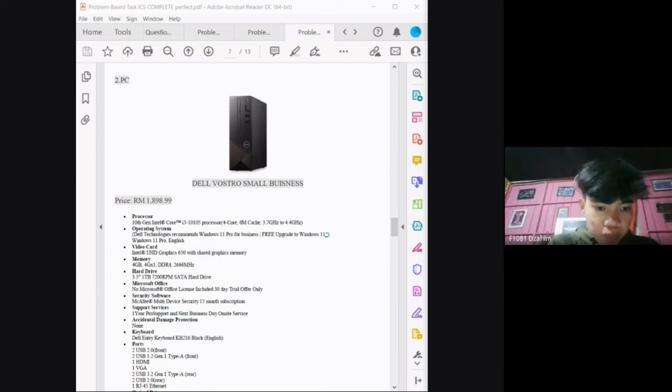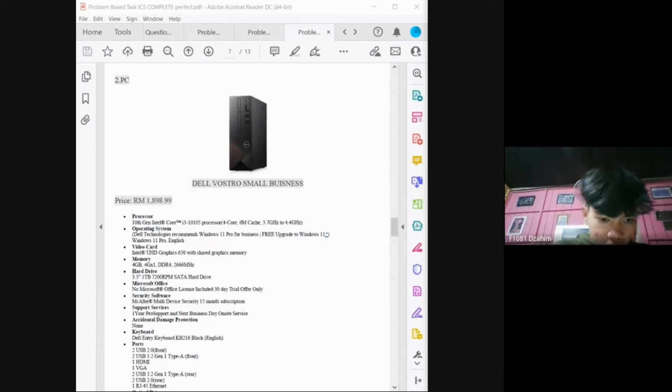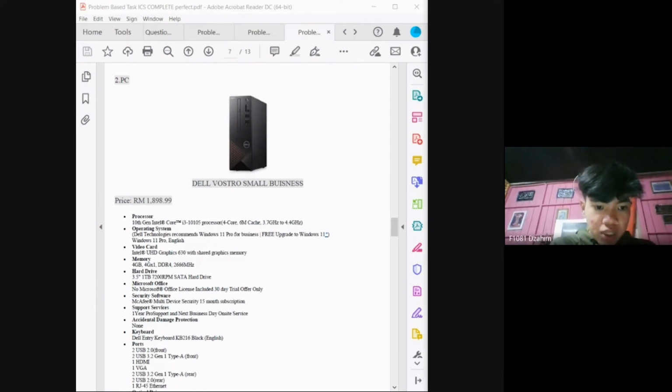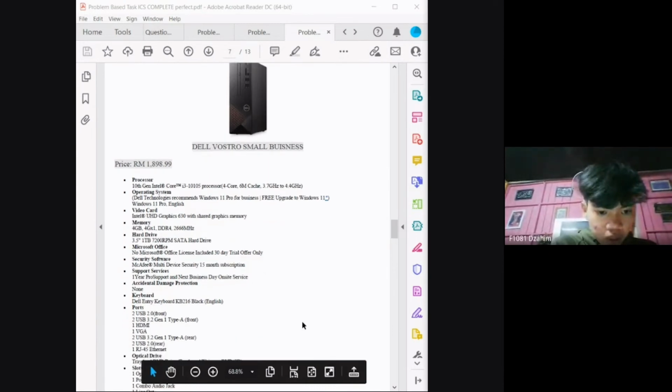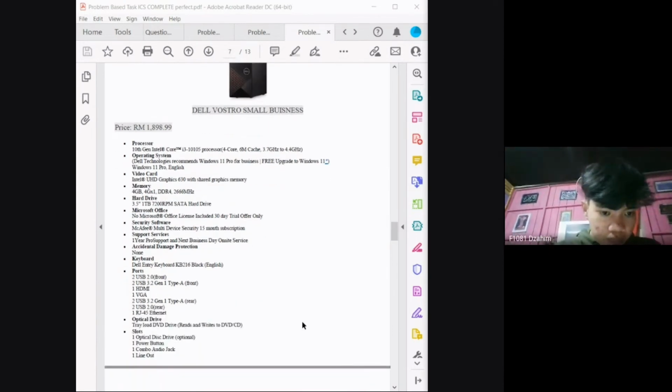Support service: 1 year Pro Support and next business day on-site service. Accidental damage protection: none. The keyboard is Dell Entry Keyboard KB216, black, English. The ports are 2 USB 3.2 Gen 1 Type-A front, 1 HDMI, 1 VGA, 2 USB 3.2 Gen 1 Type-A rear, 2 USB 2.0 rear, and 1 RJ45 Ethernet.